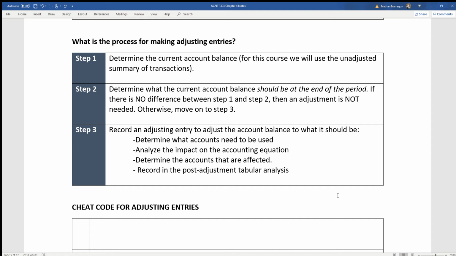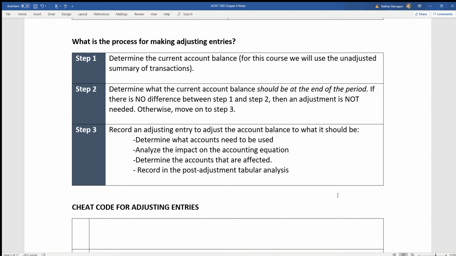Step three, we're going to record an adjusting entry to adjust the account balances to what they should be. And this is usually determining which accounts are needed and analyzing the impact on the accounting equation, which we can see with our table, and determining the accounts that are affected and recording.